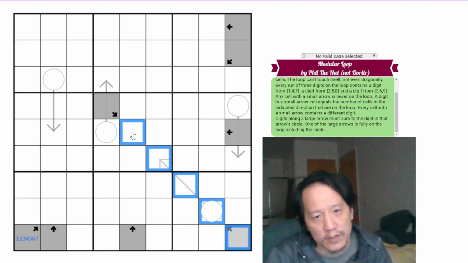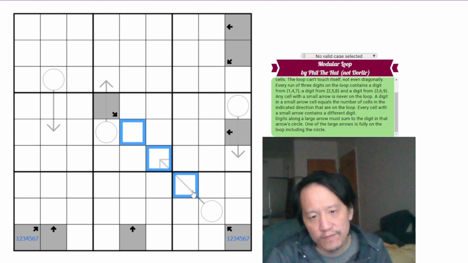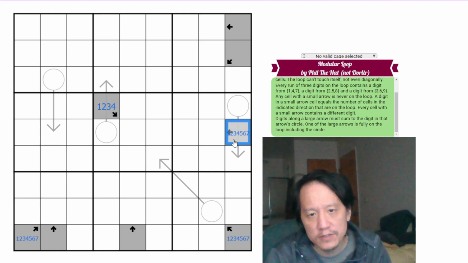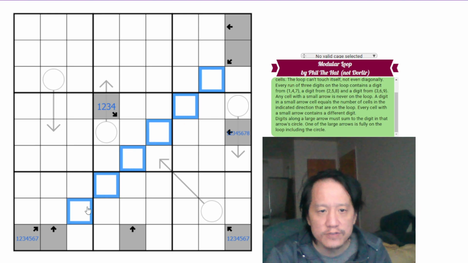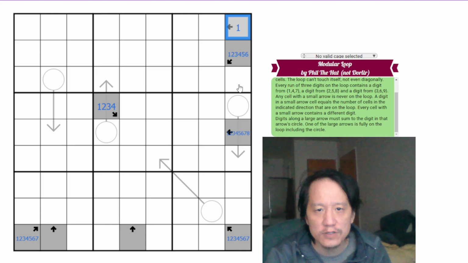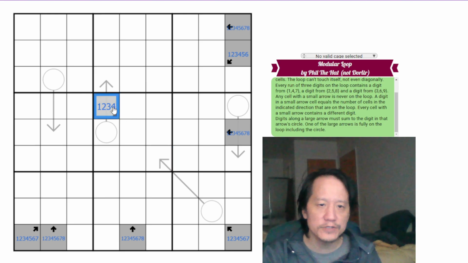This can only be 1 through 7. This can only be 1, 2, 3, 4. So that's 1 through 4. This could be 1 through 8. This could be 1 through 6. And this could be 1 through 8. So this could be 1 through 8. And this is 1 through 8. So this is 1 through 4.